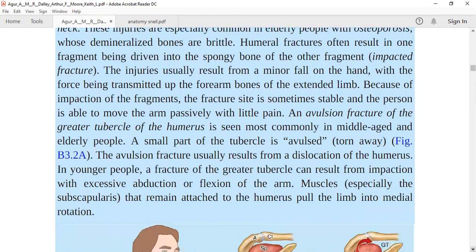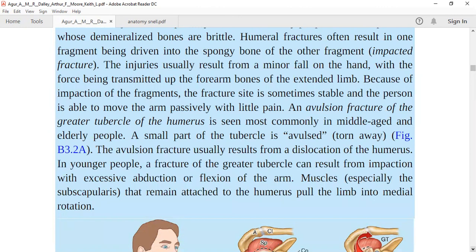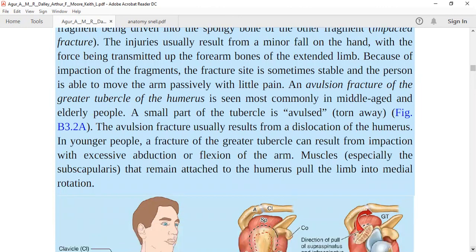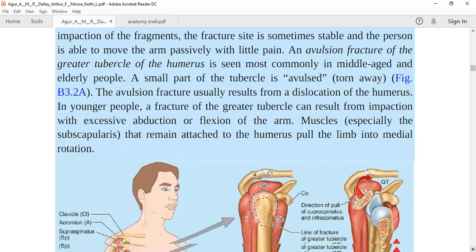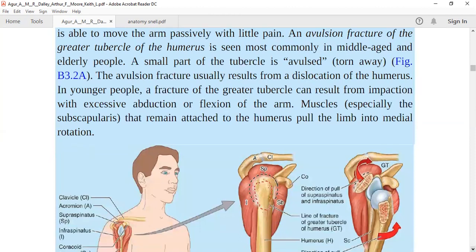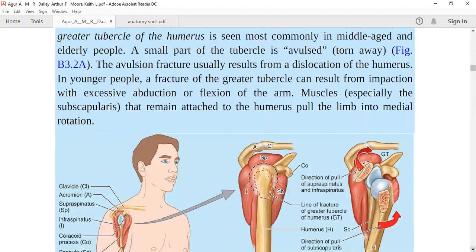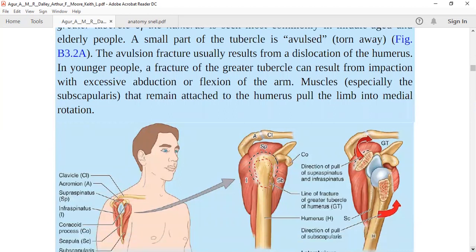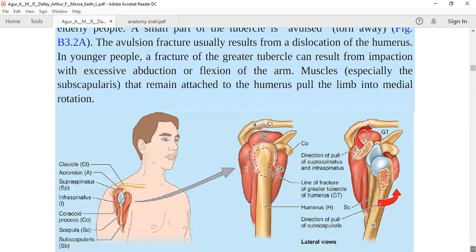Avulsion fracture of the greater tubercle of humerus is seen most commonly in middle-aged and elderly people. A small part of the tubercle is avulsed, torn away. The avulsion fracture usually results from dislocation of the humerus. In younger people, fracture of the greater tubercle can result from impaction with excessive abduction or flexion of the arm. Muscles, especially the subscapularis, that remain attached to the humerus pull the limb into medial rotation.